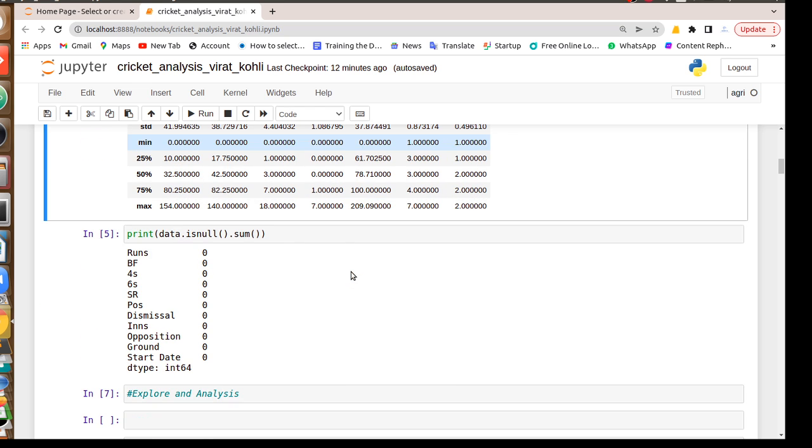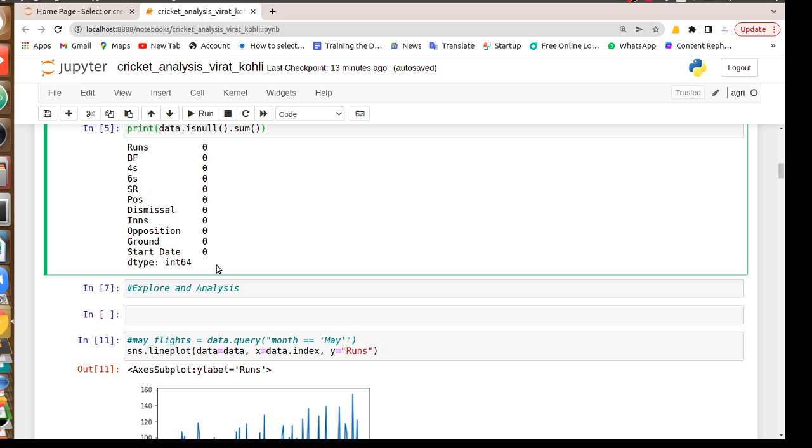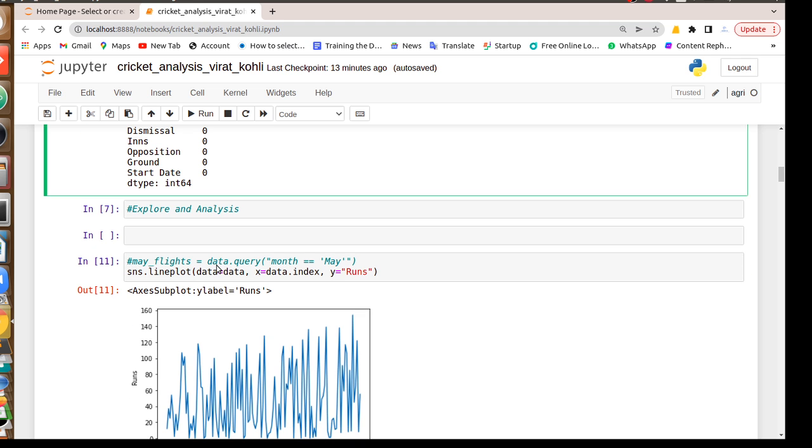That's fine. Now I will see if there are any null values in the data set, any empty spaces or any data missing. To check that, we'll do data dot isnull dot sum. When we do this, we get any empty values in any column. When we see that, we don't see any empty columns here because there are no empty values. Our data set is completely filled, the data is proper.